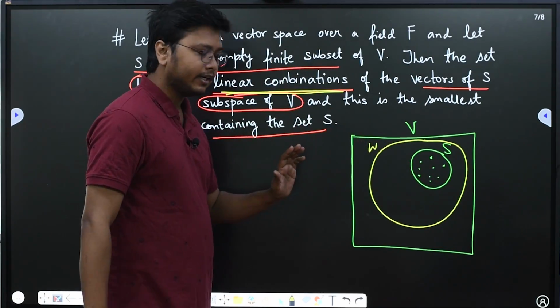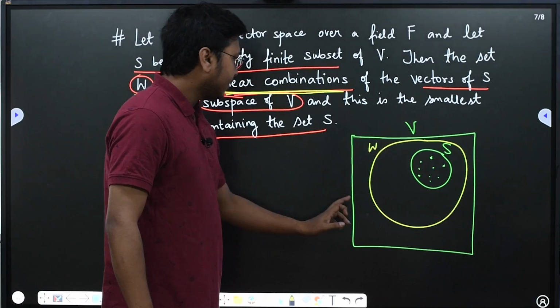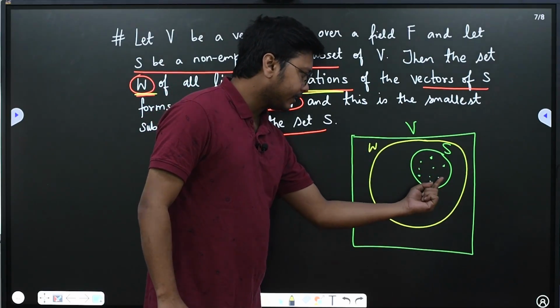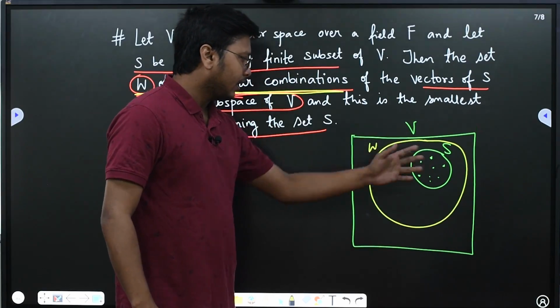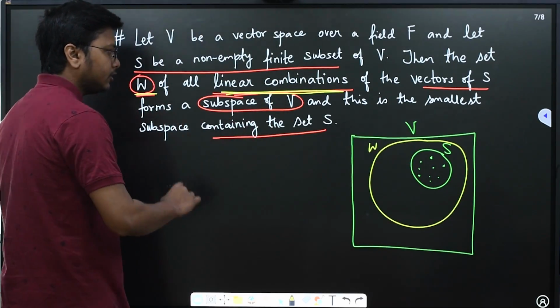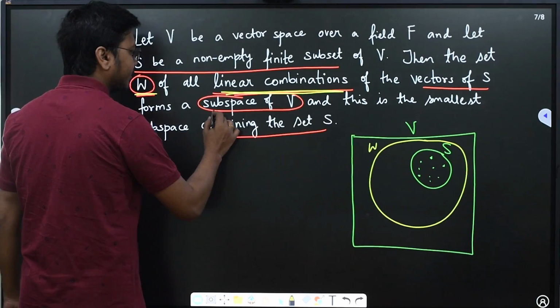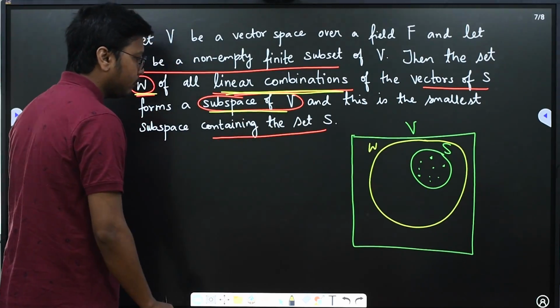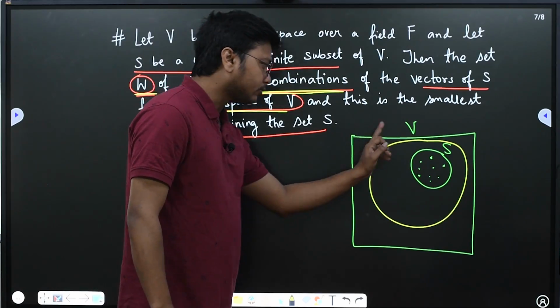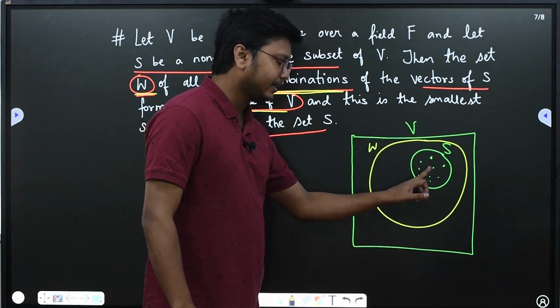I'll tell you why it is containing S, and it is created by taking all the possible combinations of the elements of S. The W set has been created. So first of all, we have to prove that this W is a subspace. This is the first thing we have to prove, and the second thing we have to prove is that this W is the smallest subspace that contains the S set.